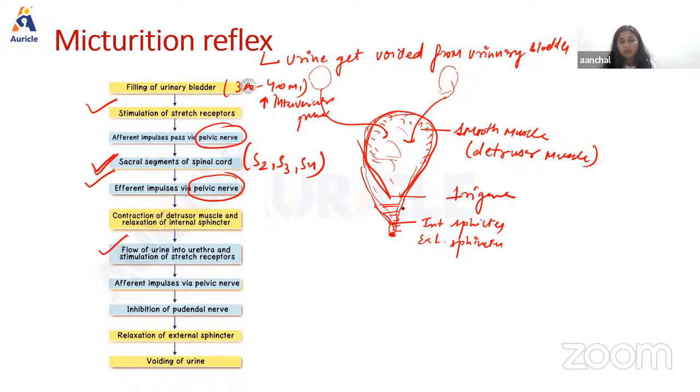As urine flows into the urethra, stretch receptors present there get stimulated, and efferent impulses travel through the pelvic nerve, leading to innervation of the pudendal nerve. As the pudendal nerve is innervated, there is relaxation of the external sphincter, and it leads to voiding. So this is how the entire process of micturition works.